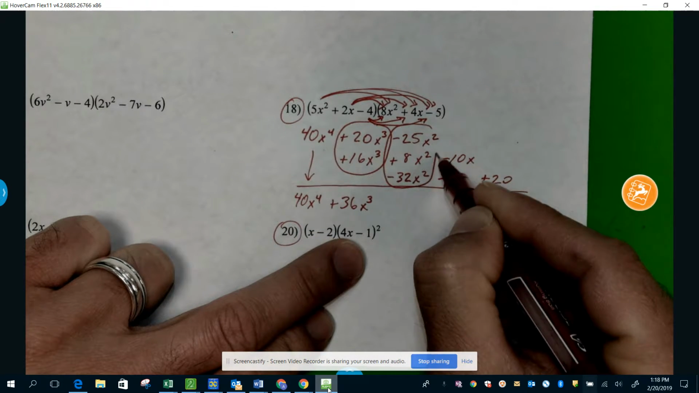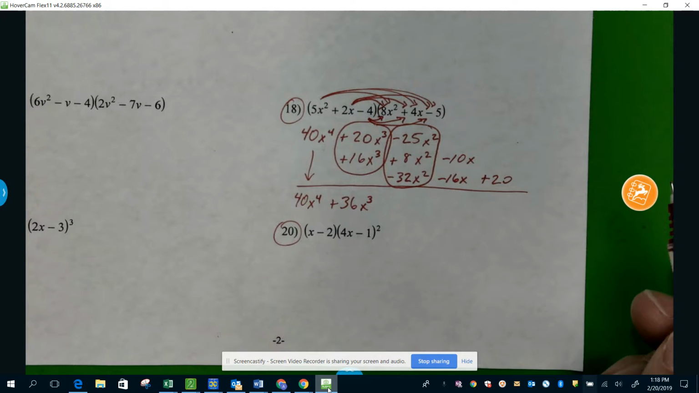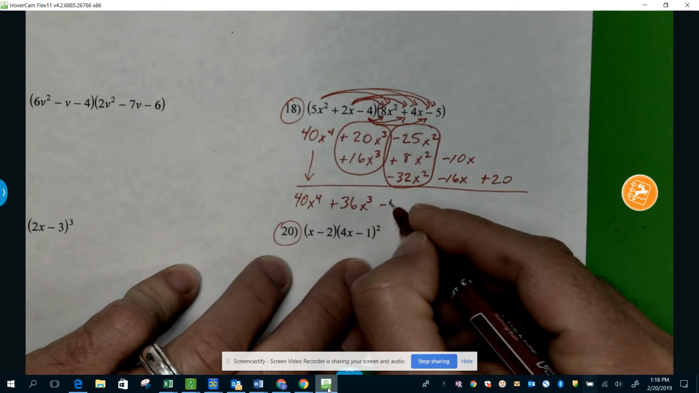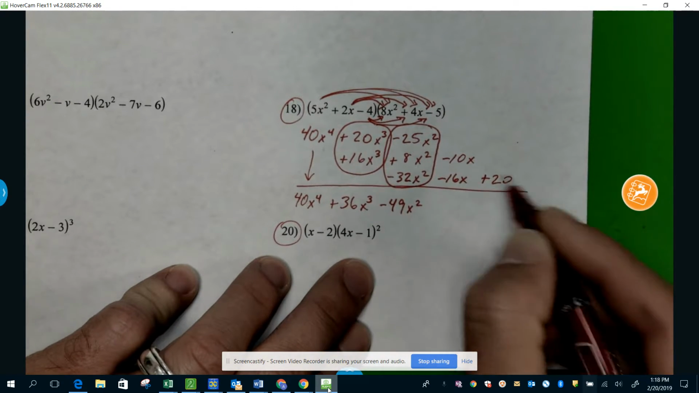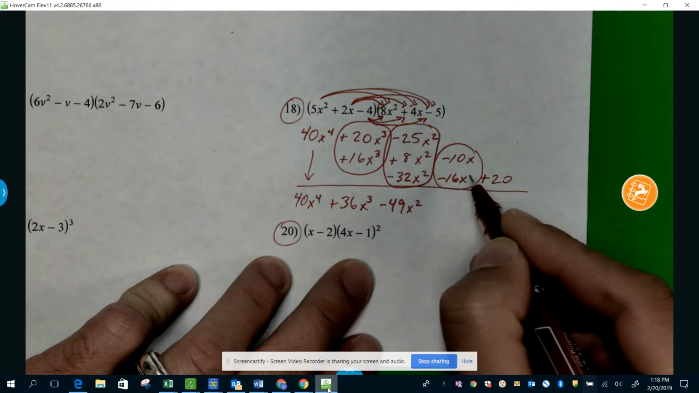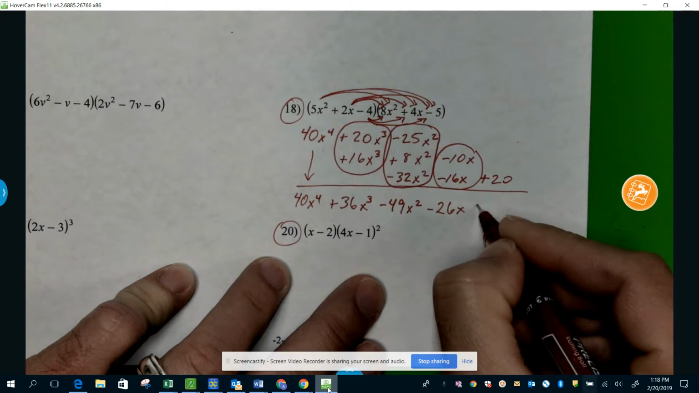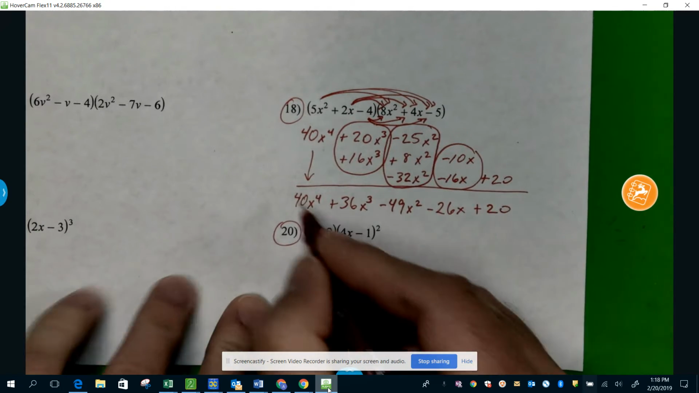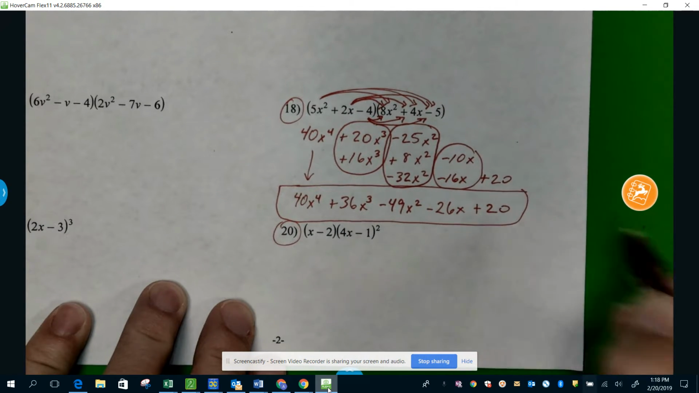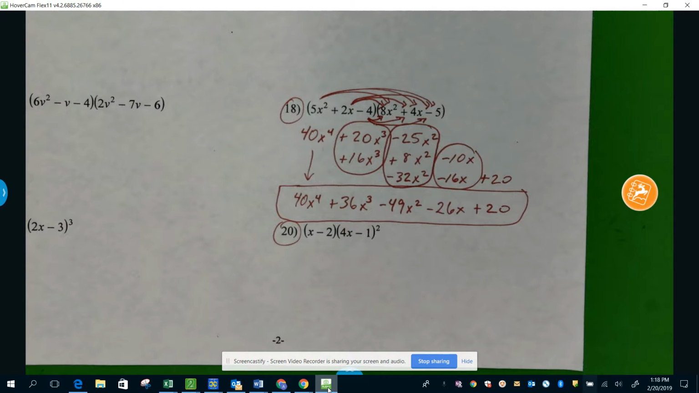X squared, combine all these like terms. Whew, calculator help. Negative 25 plus 8 minus 32. That's negative 49 x squared. X's, negative 10 minus 16 more. Negative 26 x's. And then the constant, positive 20 at the end by himself. So it's another way to set everything up to keep your exponents in line so it's easier to see what your like terms are going to be.